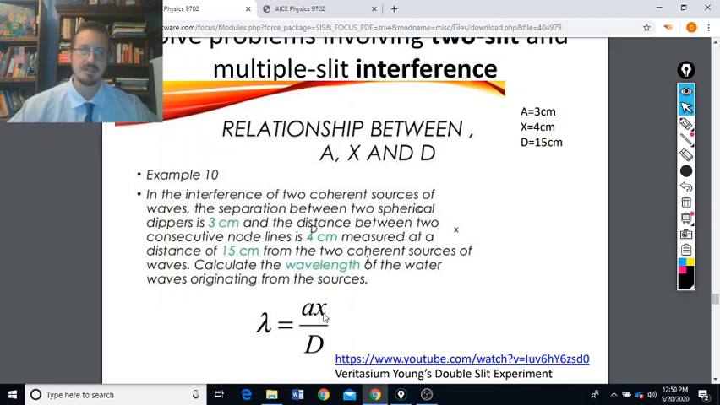x is the distance between the points where we observe the interference, so, say if it's light waves, the distance between bright spot and bright spot, or the distance between dark spot and dark spot. And d is the distance between where the slits are and where we're observing them.